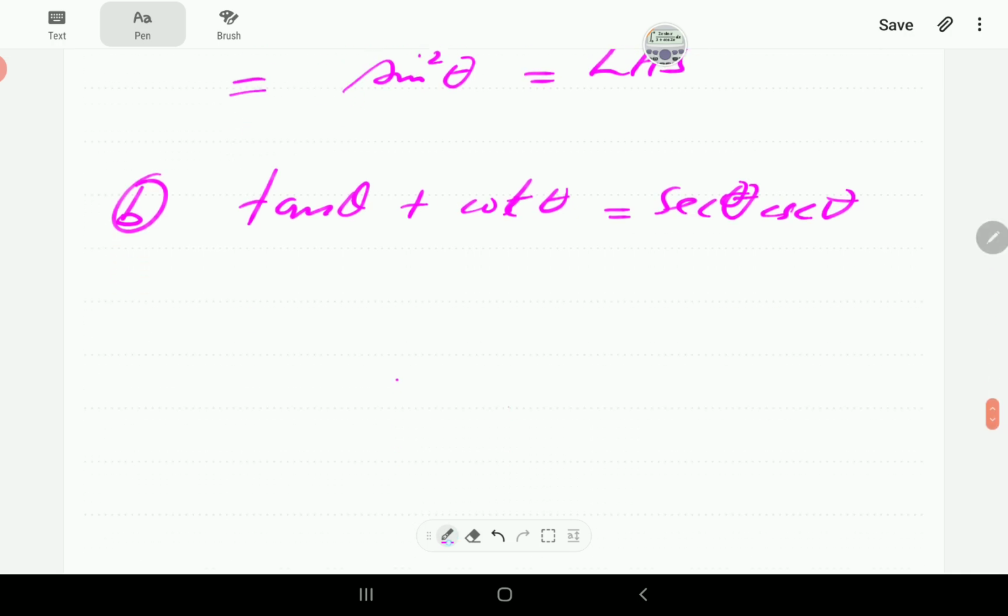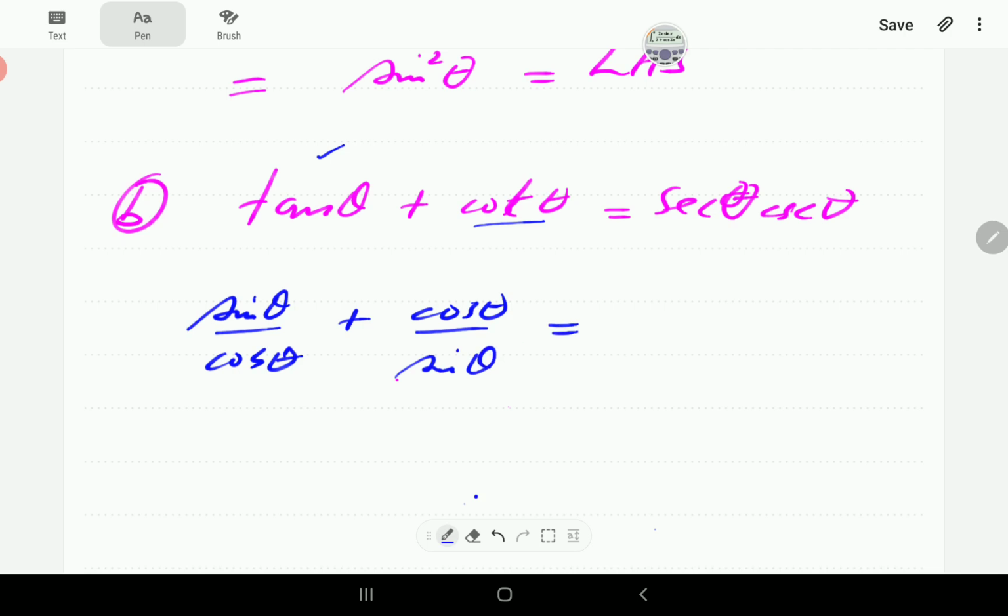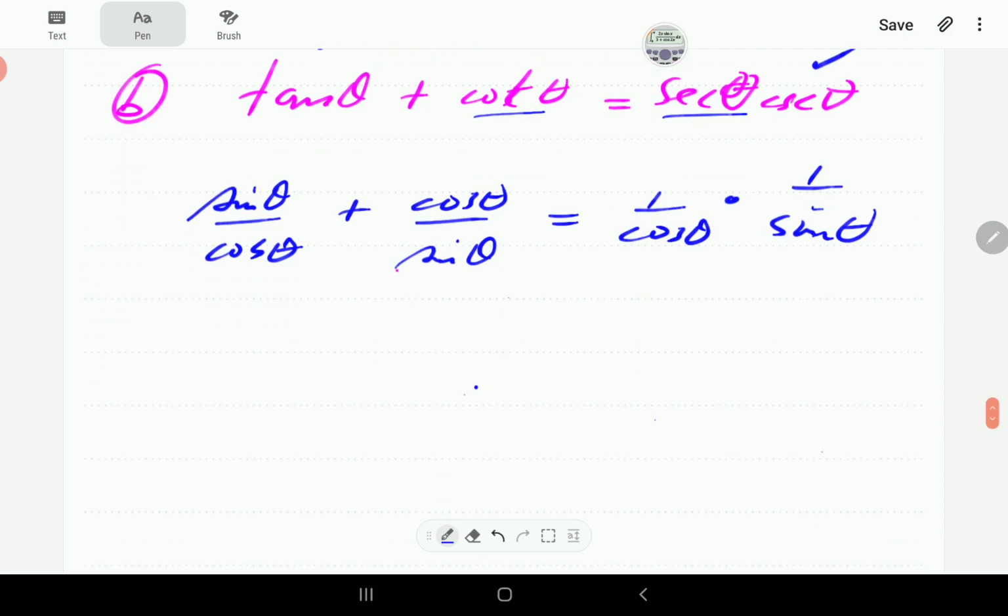Remember, I'm just going to rewrite everything in terms of sine and cosine. Tangent theta is sine theta over cosine theta. Cotangent theta is the reciprocal of tangent, so that one is going to be cosine theta over sine theta. On the right hand side, secant theta, we said, is 1 over cosine theta. Cosecant theta is 1 over sine theta. Okay, so that's this identity entirely in terms of sines and cosines.